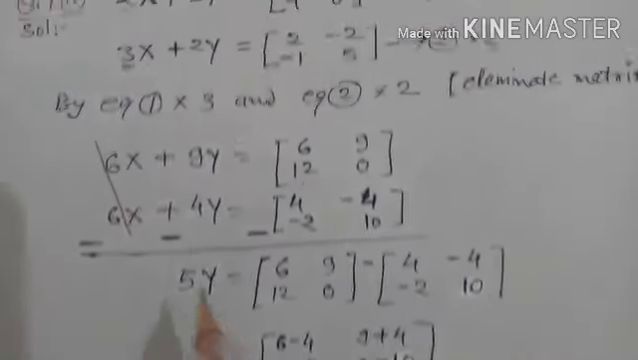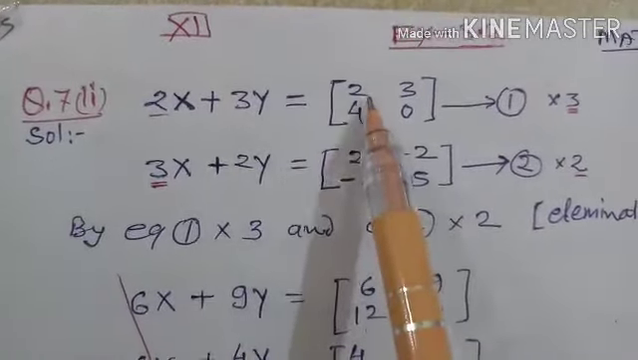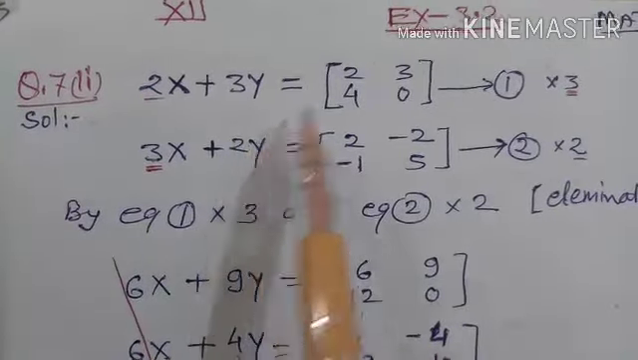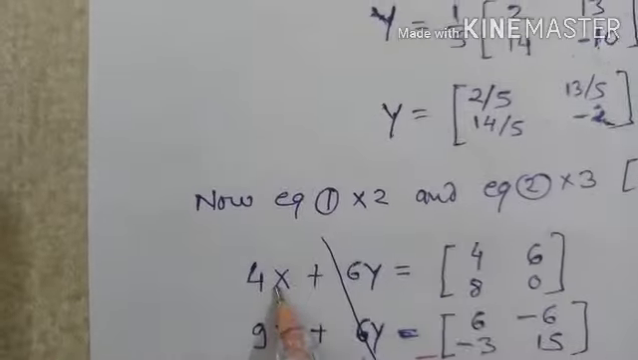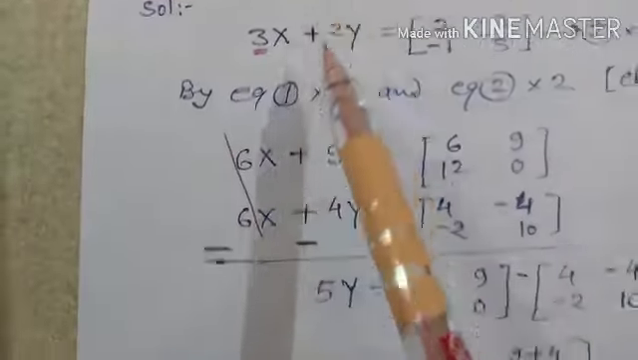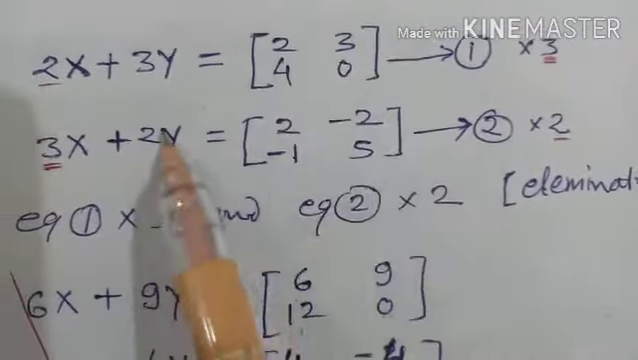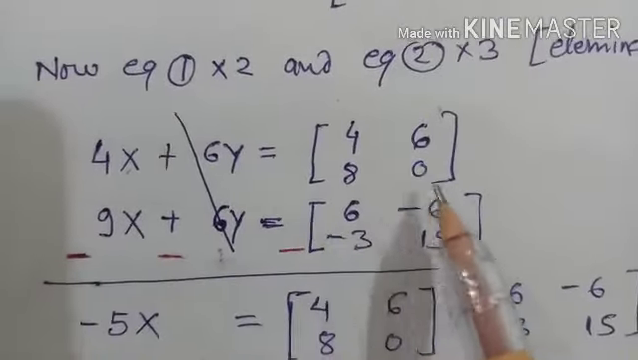Now equation number 1 is once again multiplied by 2, and the second equation is multiplied by 3. Now we want to eliminate Y. So this 2 is multiplied on equation number 1, and this 3 is multiplied in equation number 2. Every element of equation number 1 is multiplied by 2. So 2 into 2 is 4X, and 2 into 3 is 6Y. Now every element: 4, 6, 8, and 0.